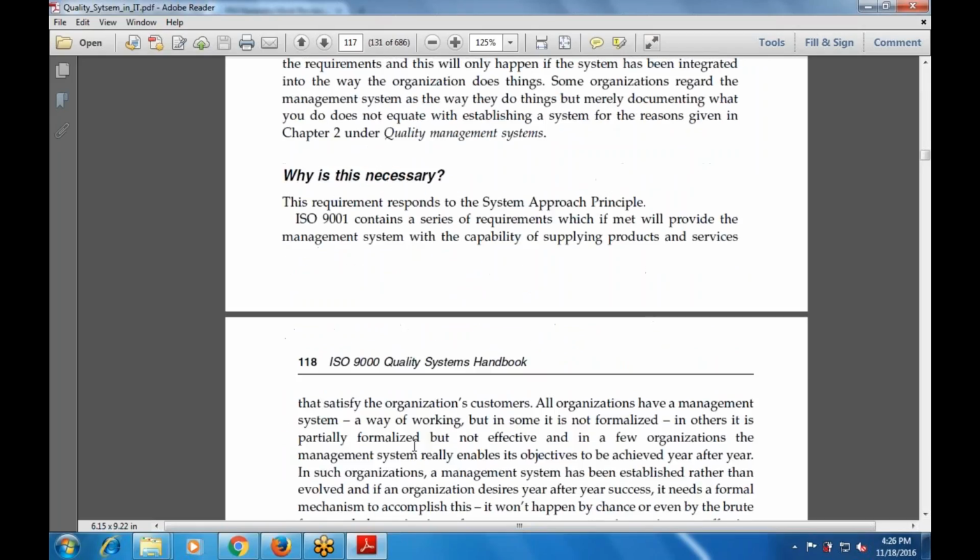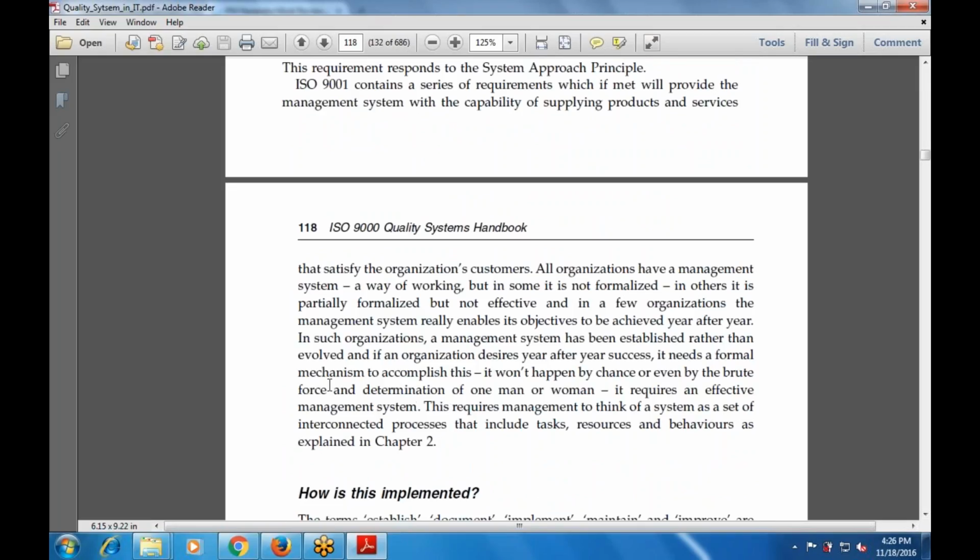And this leads to the system approach principle. So this is the main reason why there is a need for this one. So that customers are satisfied, organizations are satisfied, whatsoever the management system, whatsoever the working criteria that is formalized. In other words, it is partially formalized but not effective in a few organizations, that is used to enable the objectives, to make the objectives year after year.